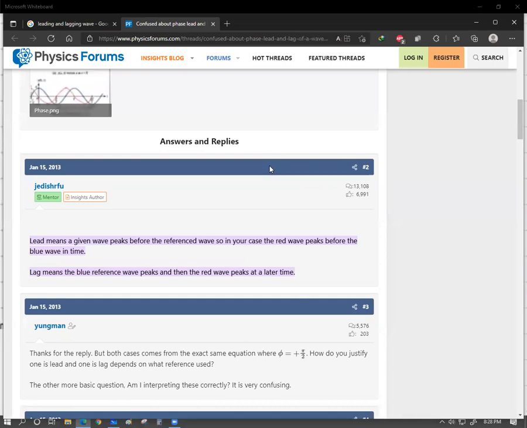Okay, this is from Physics Forums. Have a look over here. Lead means a given wave peaks before the reference wave. So in your case, the red wave peaks before the blue wave in time. Lag means the blue reference wave peaks and then the red wave peaks at a later time.